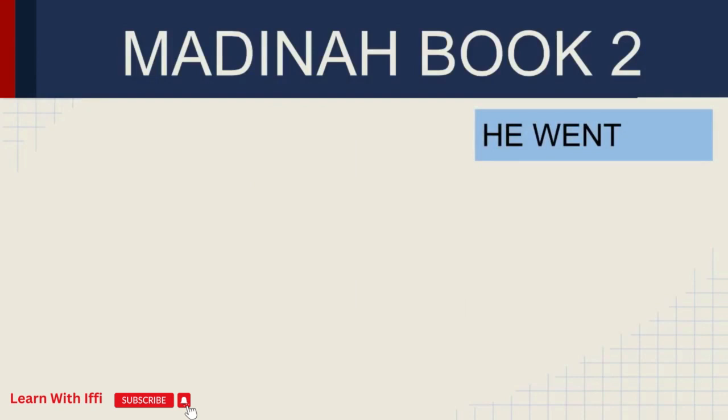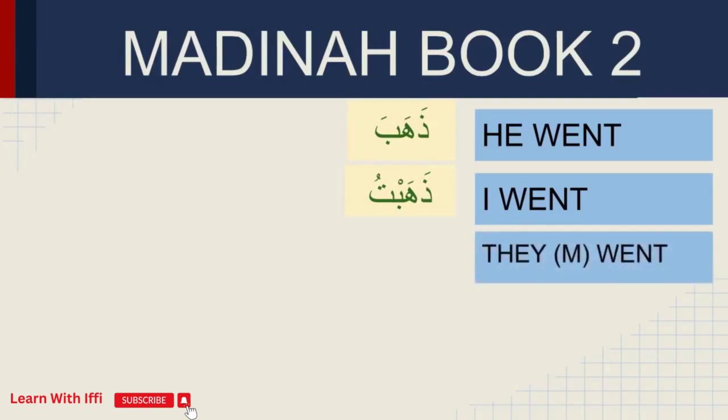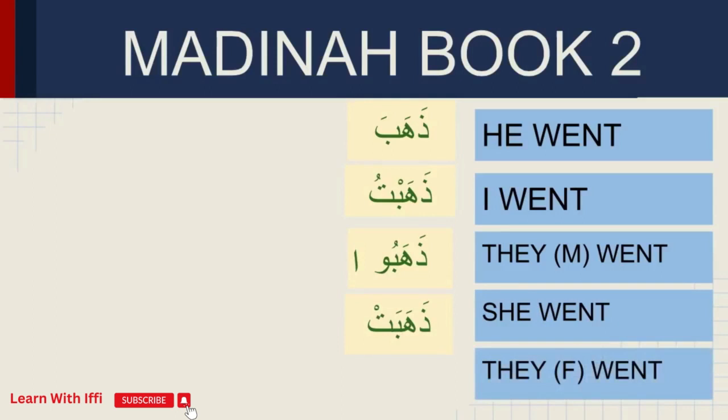So if I ask you, what is he went? He went will be dhahaba. What is I went? I went will be dhahabtu. If I say they, male, went, all of them, male went, it will be dhahabu. She went will be dhahabat. And if I say they all female went, it will be dhahabna.